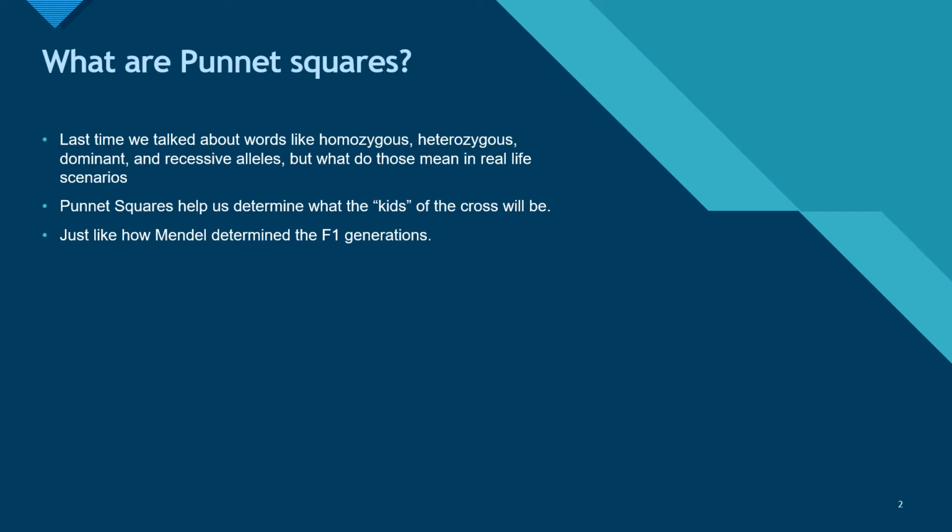Punnett squares help us determine what the kids, or the results, or the next generation of the cross of the parents will be, just like how Mendel determined the F1 generations. Essentially it's taking two things, crossing them together and seeing what it will give us. Punnett squares are a really cool tool that doctors, geneticists, and fertility specialists use to determine the traits of the parents and what that will give you for the kids. So we're going to learn how to do those.